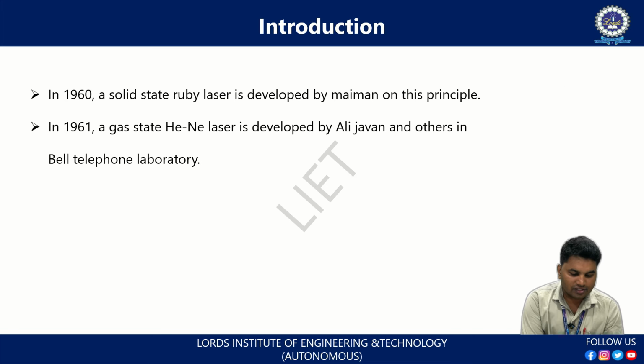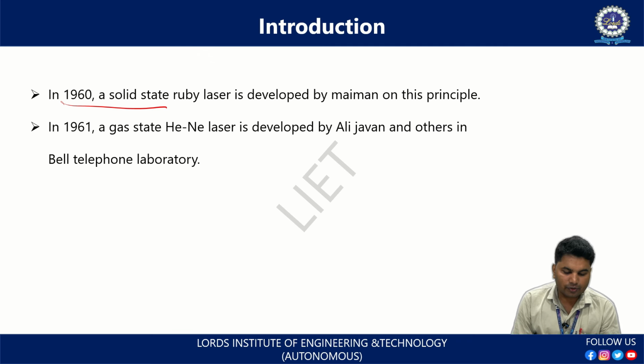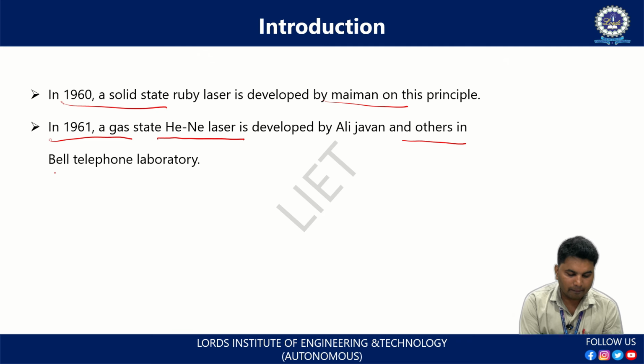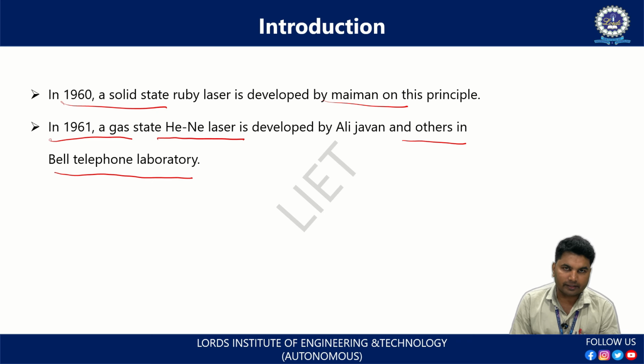In 1960, a solid-state Ruby laser was developed by T.H. Maiman on the principle of stimulated emission. In 1961, a gas laser such as the helium neon laser was developed by Ali Javan and his co-workers, and this was done in Bell Telephone Laboratory.